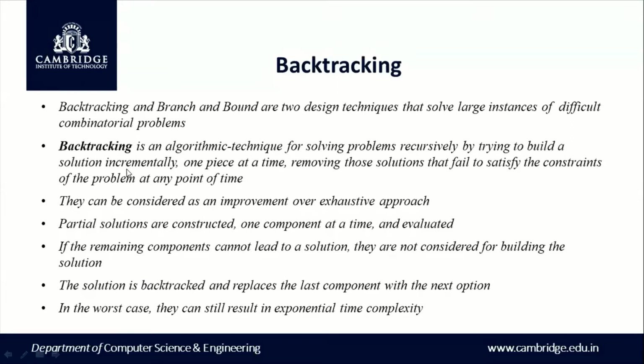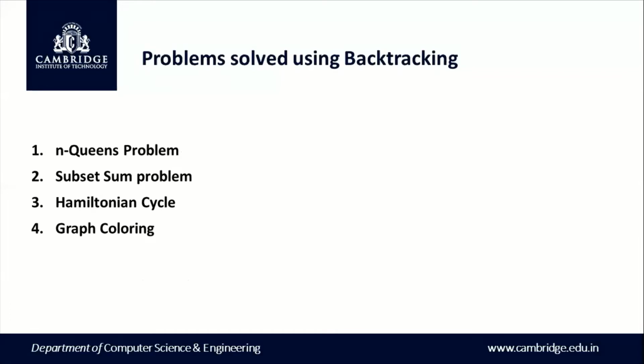Now we move to the problems. These are the 4 problems that we will be solving using backtracking. The first one is the N-Queen's problem, second is subset sum, third is Hamiltonian cycle. The second and third both have implementations in the lab, so we will be implementing subset sum as well as Hamiltonian cycle. And the last one is graph coloring. This is a very interesting problem. I think you would have come across this in discrete mathematics. So these are the 4 problems that we will be discussing in module 5 under backtracking.